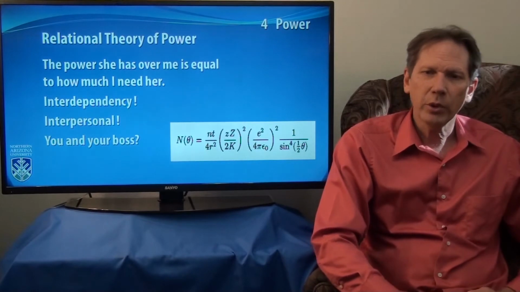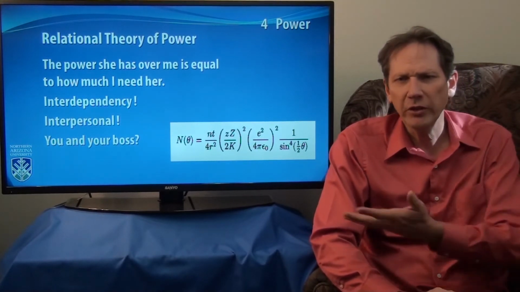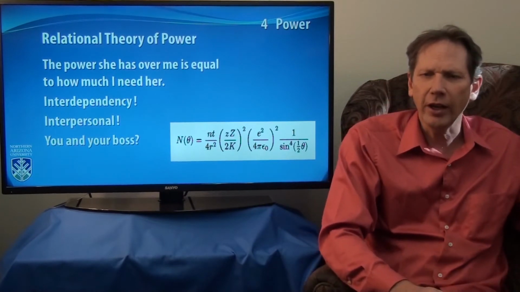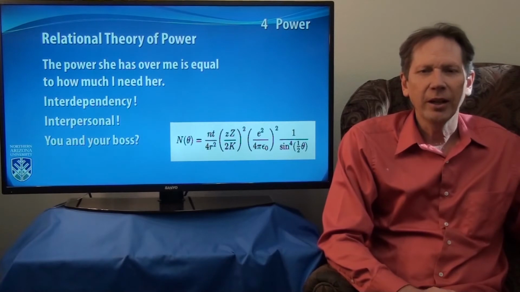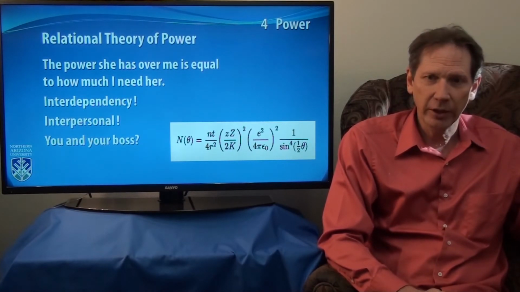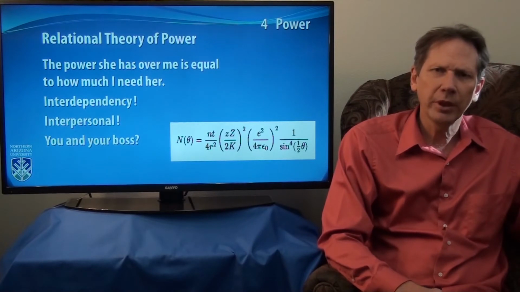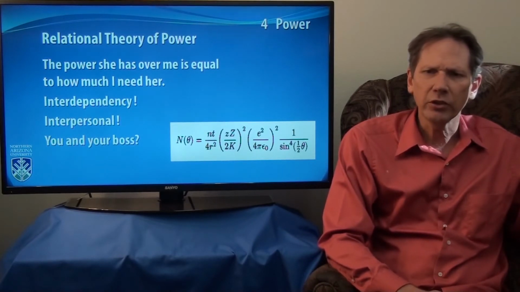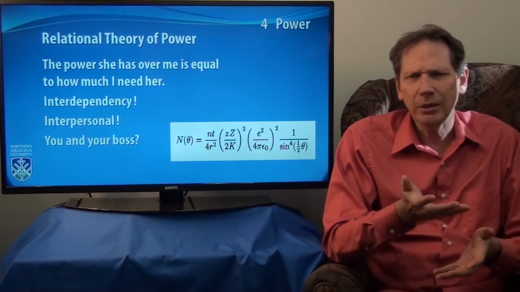Okay, the book has a relational theory of power. It's almost mathematical, so if you memorize this formula here, you'll have it all figured out. I'm just kidding there. It's really rather simple. The power that she has over me is equal to how much I need her. The power you have over somebody equals how much they depend on you. It's all based on interdependency, interpersonal relationships here. I think this is a decent formula. Is it equal? I don't know.